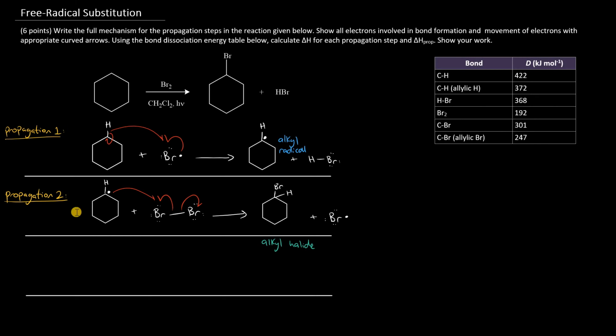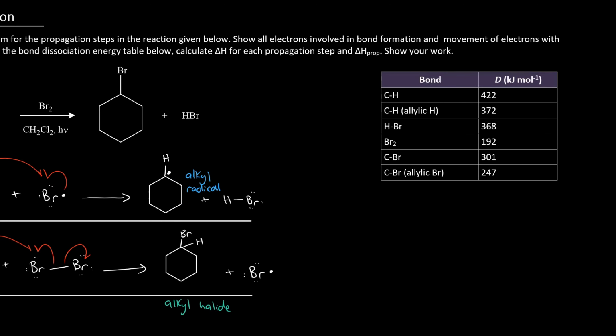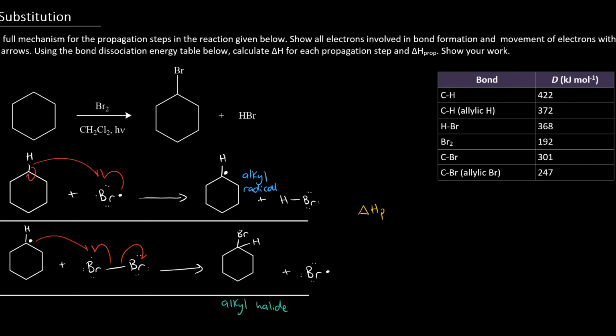Throughout propagation 1 and 2, bonds have been broken homolytically and formed homolytically as well. In propagation 1, the carbon-hydrogen bond broke homolytically and the HBr bond was formed. Thermodynamically, bond formation is exothermic, so the enthalpy will be negative. Bond breaking, however, is endothermic, which has the associated positive sign. Delta H P1 is equal to the endothermic homolytic bond cleavage of the carbon-hydrogen bond, which is reflected right here, positive 422 kilojoules per mole.